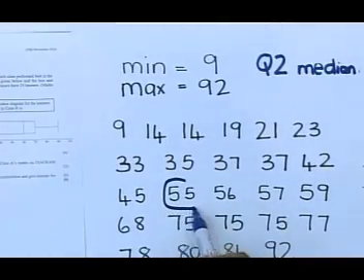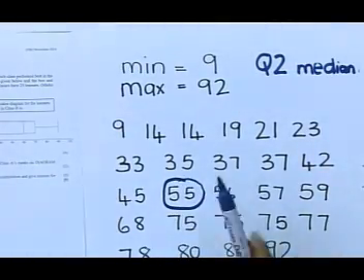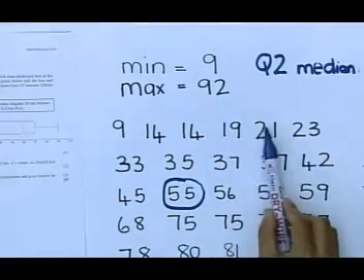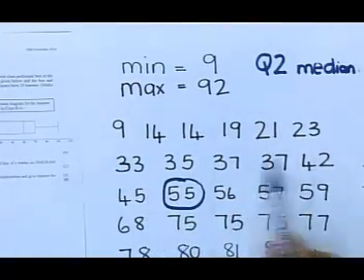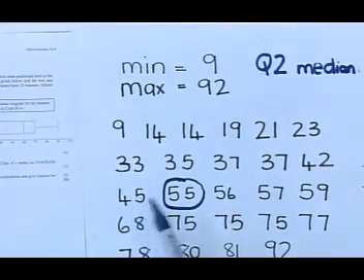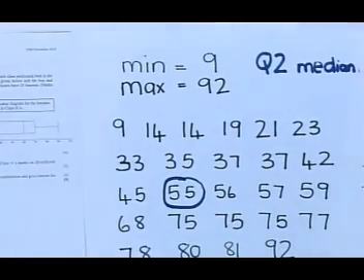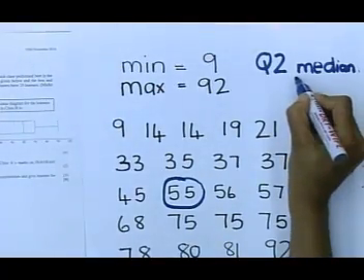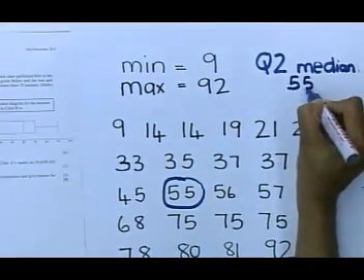Here's my 55. This is quartile number 2. Just check: 1, 2, 3, 4, 5, 6, 7, 8, 9, 10, 11, 12 scores on this side, and 1, 2, 3, 4, 5, 6, 7, 8, 9, 10, 11, 12 scores on this side. There we go. I've got quartile number 2. Quartile number 2 is 55.